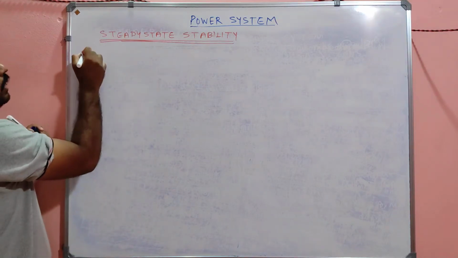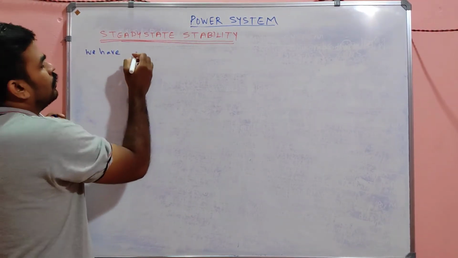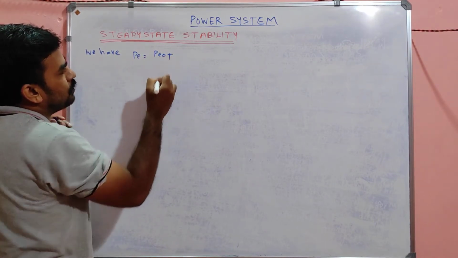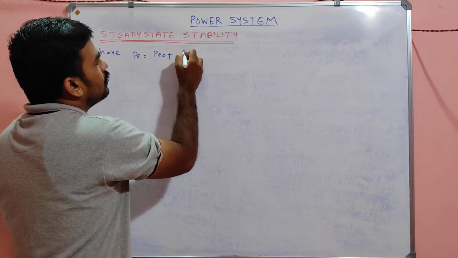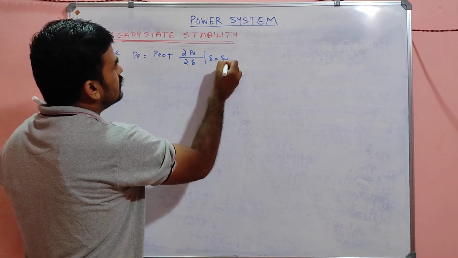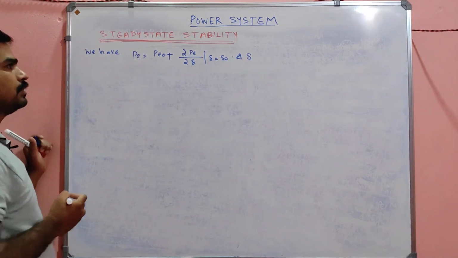Listen. So we have finally P is equal to P0 plus ∂P/∂δ at δ = δ0 into Δδ, right? Which is the final equation.